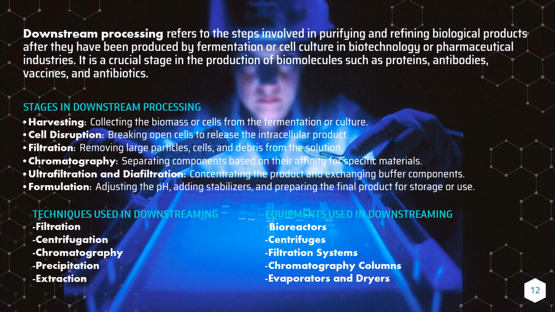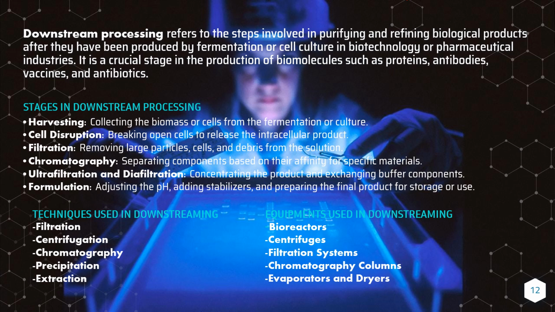The first step in harvesting is separating the cells or biomass from the culture medium. This can be done through filtration, centrifugation, or sedimentation, depending on the size and properties of the cells.